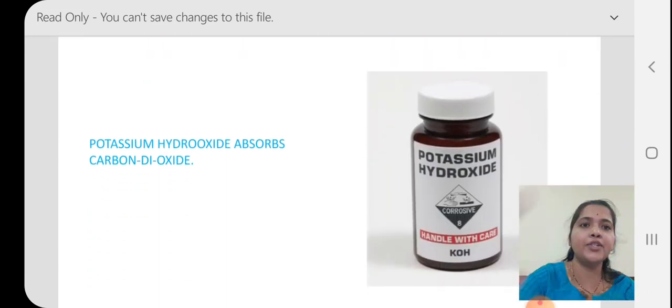Next one, coming to potassium hydroxide solution. In this experiment, it is used because it absorbs carbon dioxide. First, we are going to destarch the plant. Then we are going to remove the carbon dioxide. Then we will see whether it is able to do photosynthesis, whether it is able to produce the starch or not. So potassium hydroxide absorbs carbon dioxide.